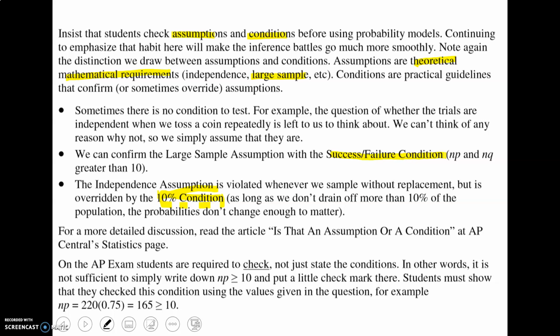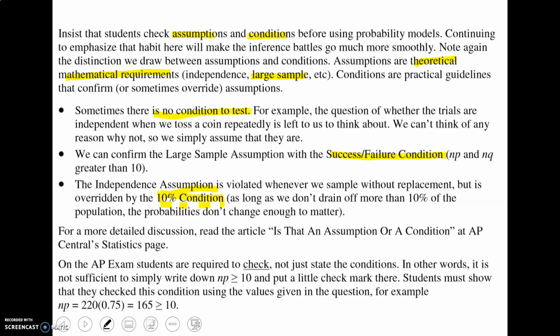So sometimes there is no condition to test, right? If the question says it outright, then you can just say, well, the question states that the two events are random and independent. That's sometimes what we write so that we don't have to check random and independent conditions separately. We can just do that together. The large sample assumption is met by the success and failure condition, and the success and failure condition is np is greater than 10, nq is greater than 10.